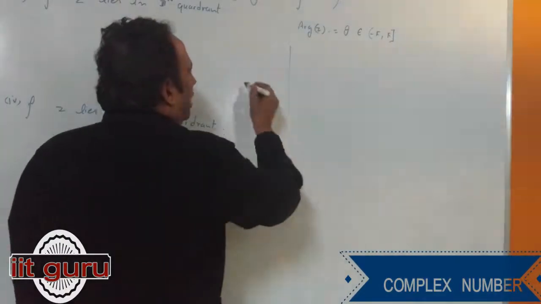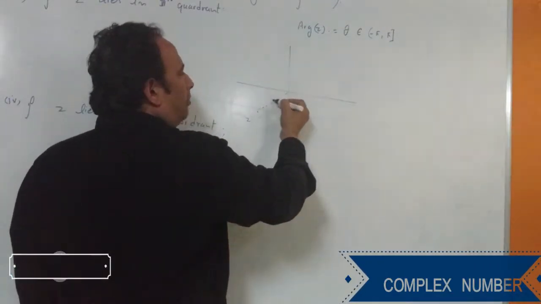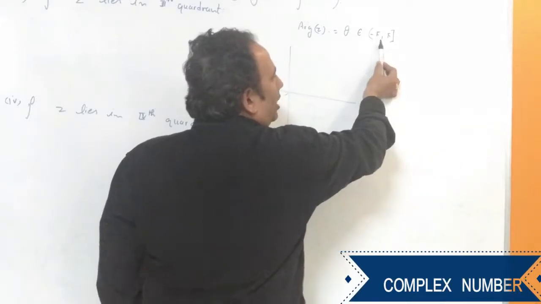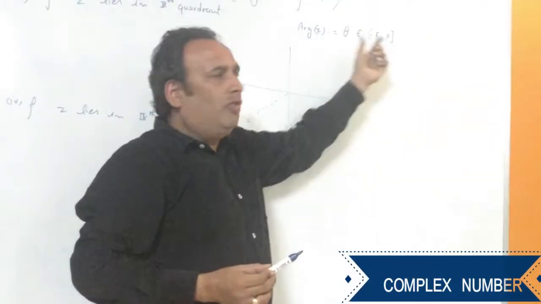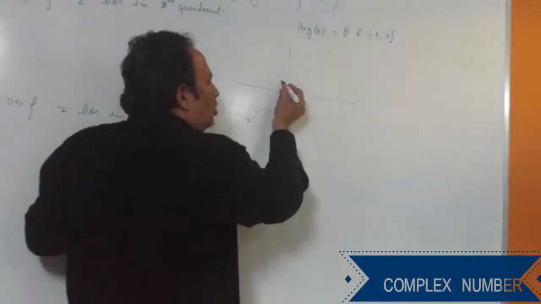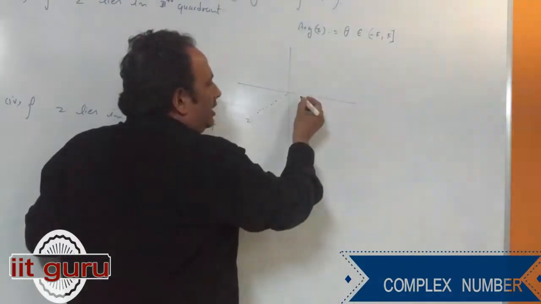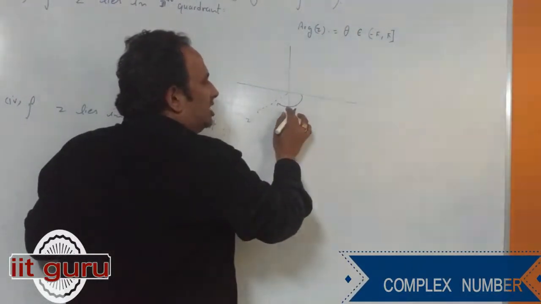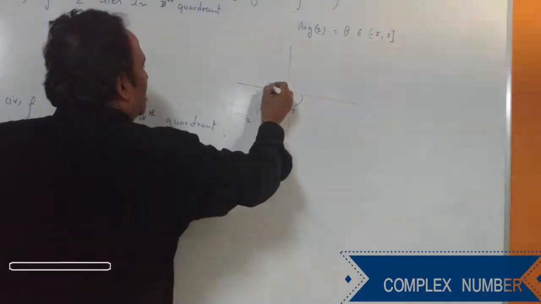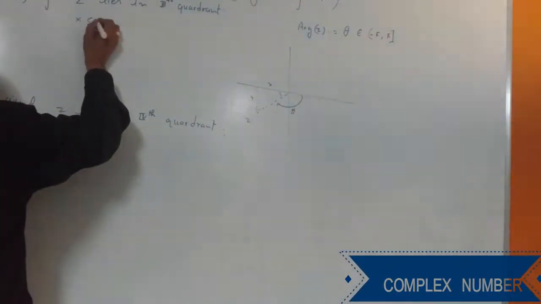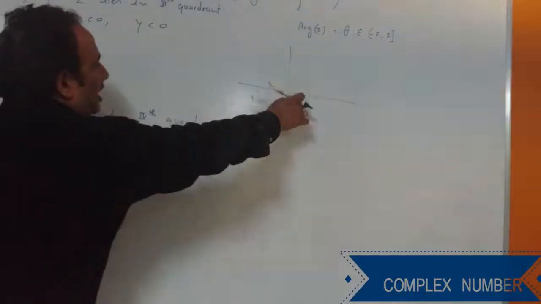If Z lies in the third quadrant, Z is here. Then you can't cross the angle pi, because that will breach the condition: the principal value of the argument of Z must go from minus pi to plus pi only. You can't go beyond pi, so you are compelled to come over here, because minus pi to pi the angle is over here. So this angle is required, theta, or let this be alpha. Here both x and y are negative. So theta equals, you have to go, this entire angle is minus pi.